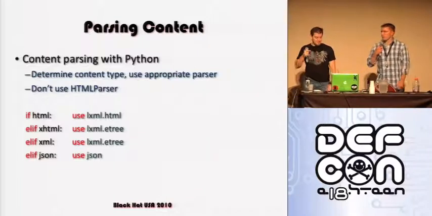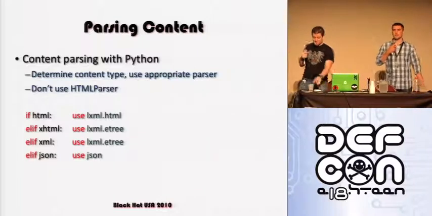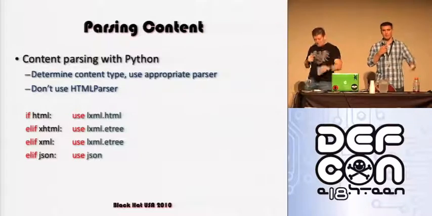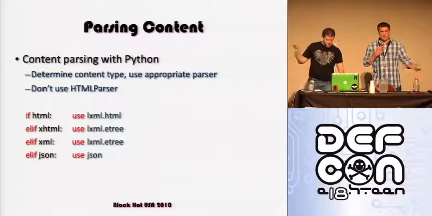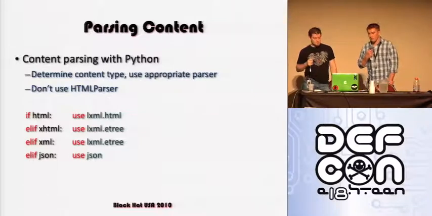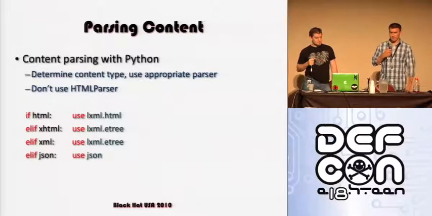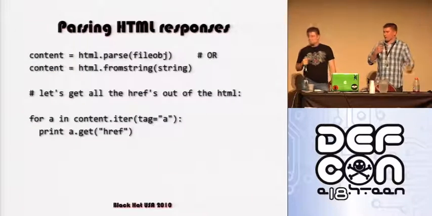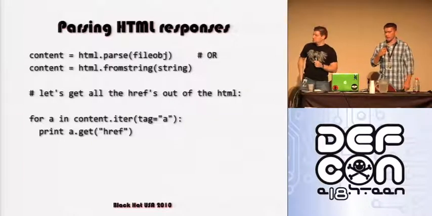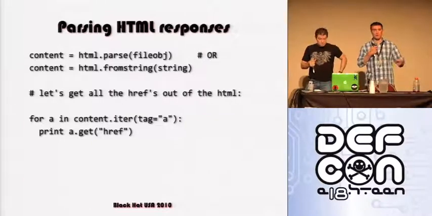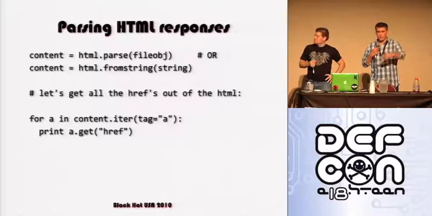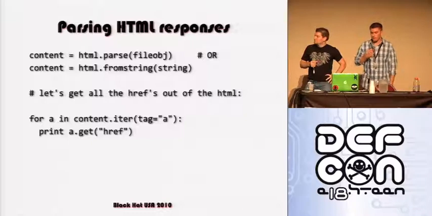The other nice thing about LXML is that it's written in C, which makes it a pain for cross-platform compatibility. But if you get it working, it's awesome. It's a lot faster than the Python implementations of XML parsing. So just an example, parsing HTML content with LXML. Say we want to get all the links from an HTML response. We just iterate over every A tag and get the href attribute from it.